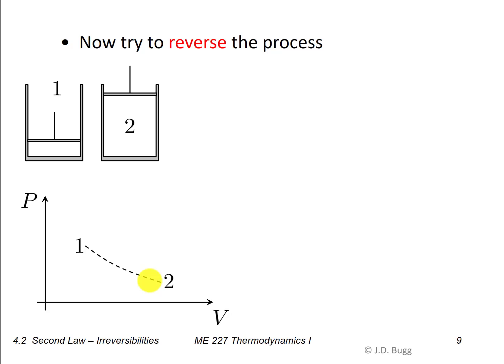We're investigating whether we can reverse that, so we're going to try to reverse it. Well, in order to reverse this, we need to get the system and its surroundings back to their original state. So the first thing we're going to try to reverse is the volume of this system. In fact, we need to get all of the properties of that system back to their original state. So eventually we need to get back to point 1.